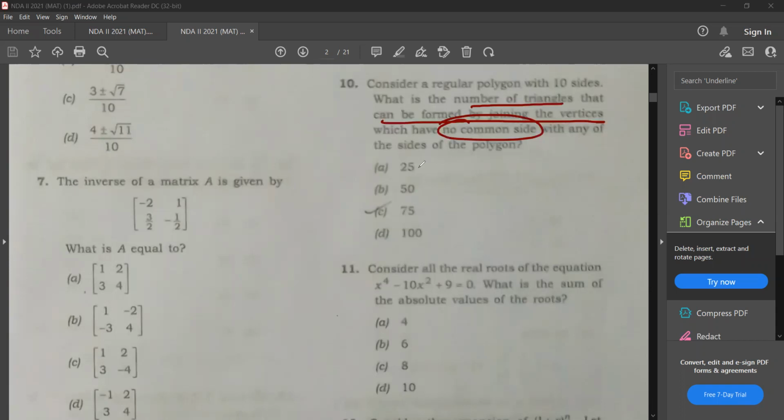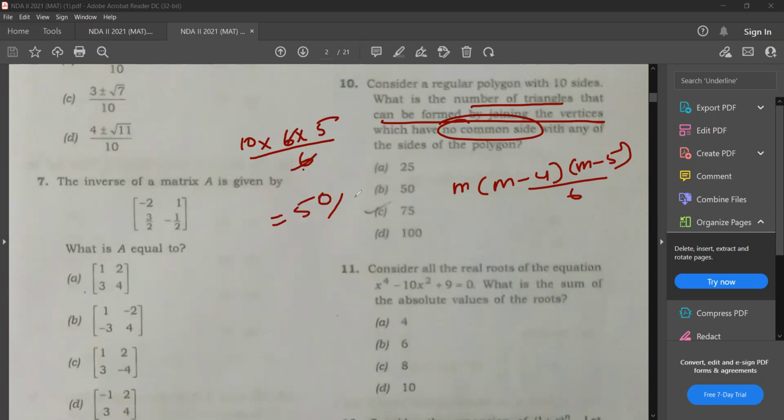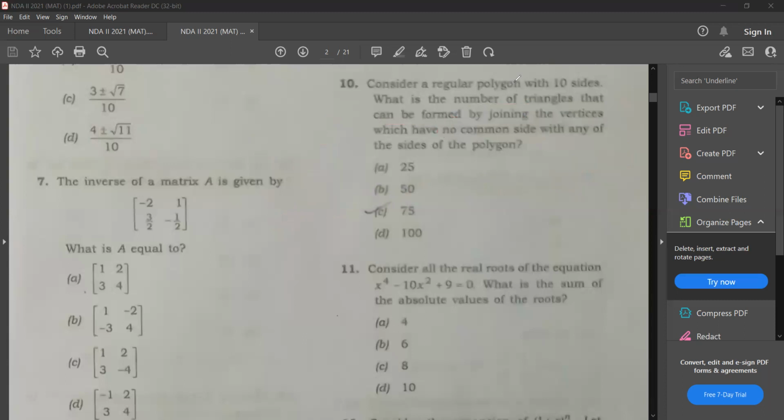For drawing a triangle, you need 3 points. So the possible value is n into n minus 4 into n minus 5 divided by 6. Here it is 10, so 10 into 6 into 5 divided by 6. So answer is 50, option B. 50 is the correct answer. Okay, so we'll go to the next question.